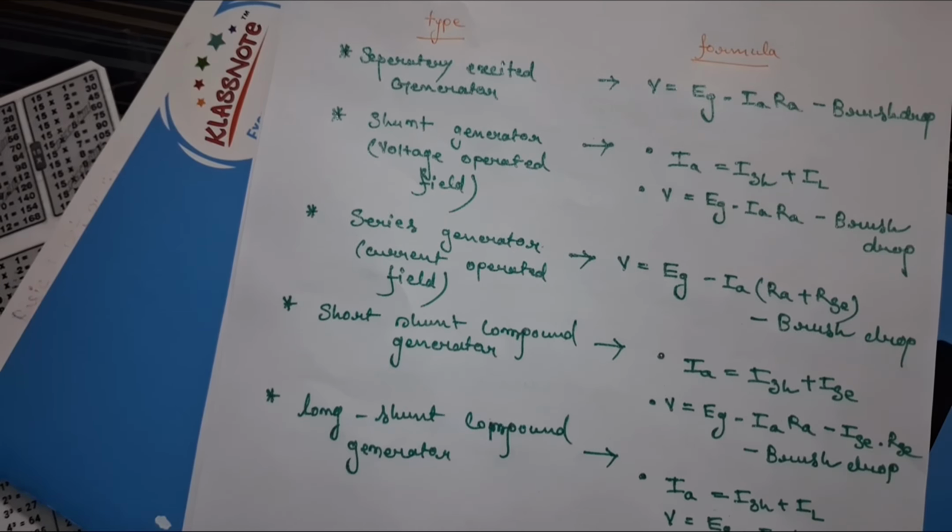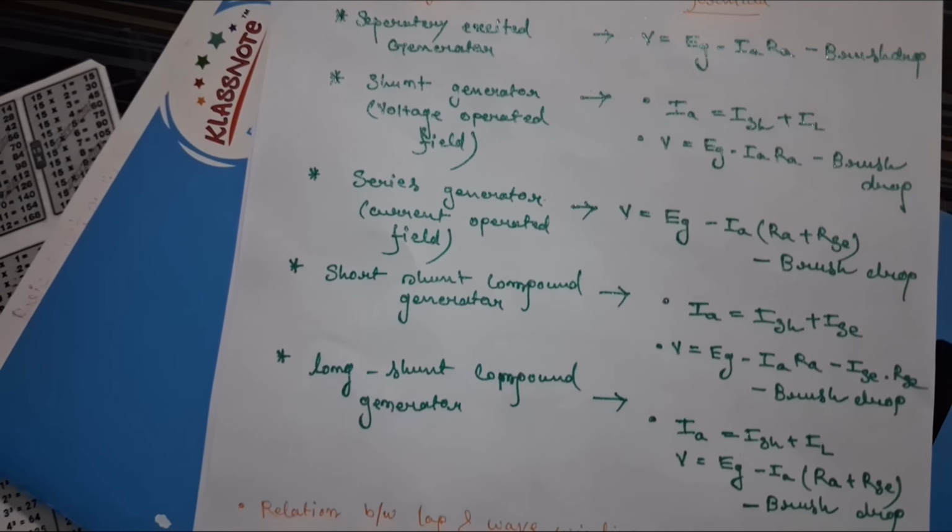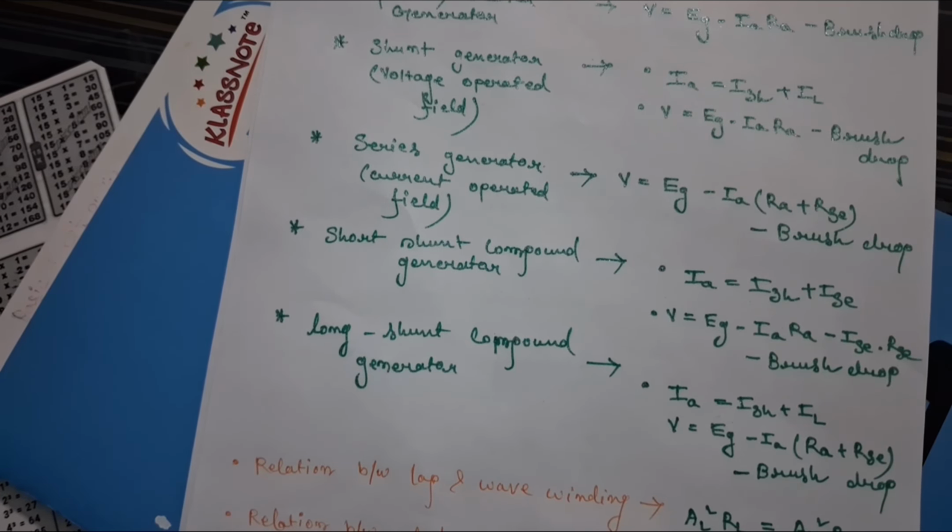Next, long shunt compound generator. In long shunt compound generator, Ia is equal to Ish plus IL. Here Ia is armature current, Ish is shunt current, IL is load current, and generated voltage V is equal to Eg minus Ia into (Ra plus Rac) minus brush drop. Here in long shunt compound generator, you noticed the formula of generated voltage is the same as the series generator formula.